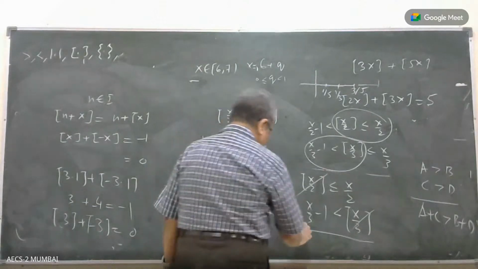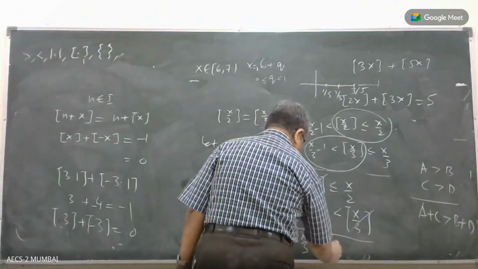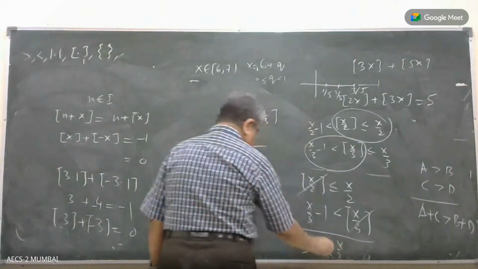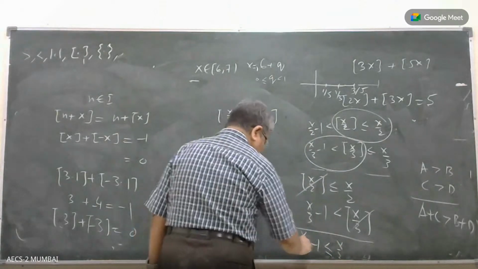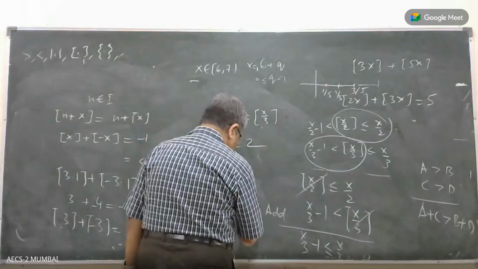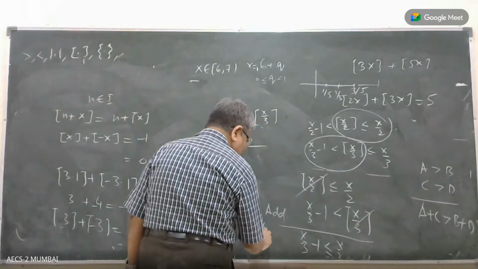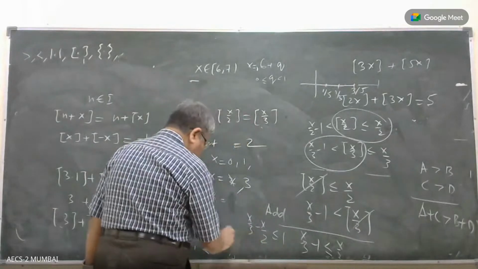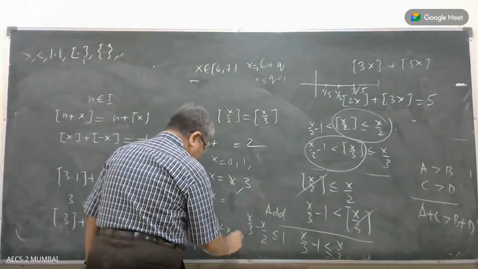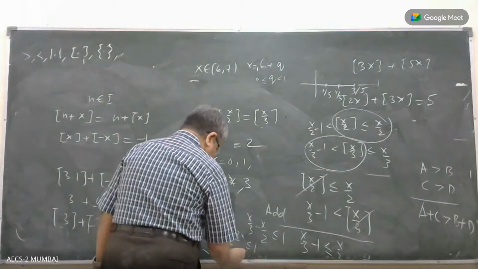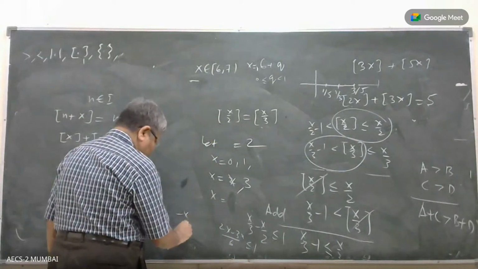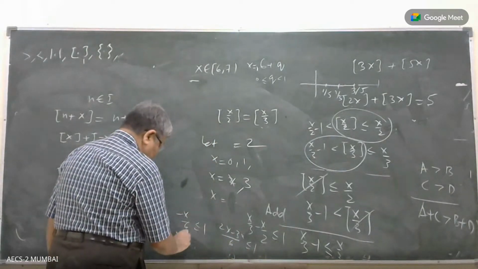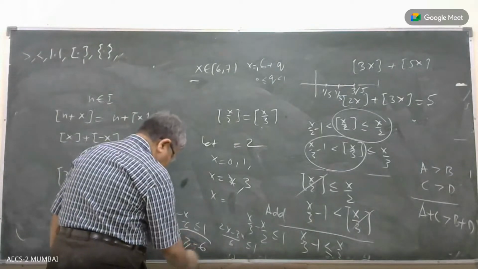What you will get? x by 3 minus 1. So this will be what? This you can take it here. So x by 3 minus x by 2 less than 1. So this will be what? 2x minus 3x upon 6. Correct? This will be minus x upon 6. So x will be greater than minus 6.